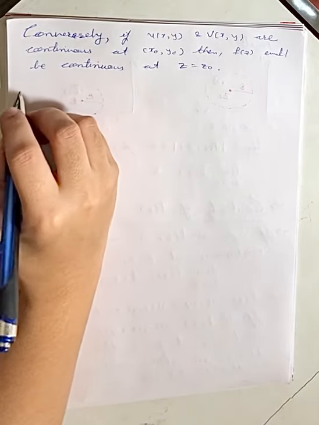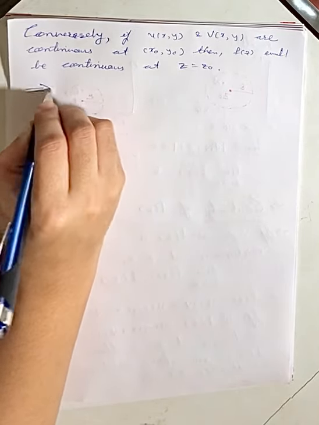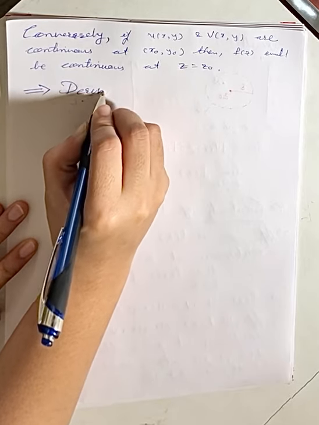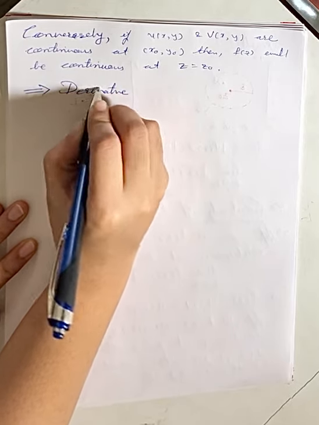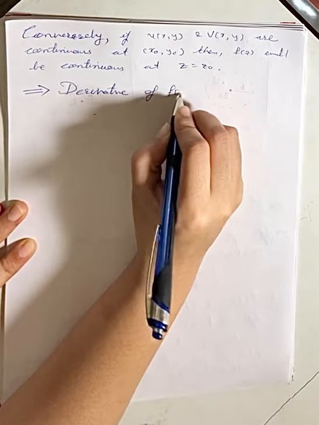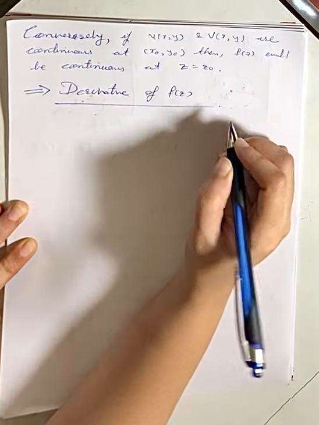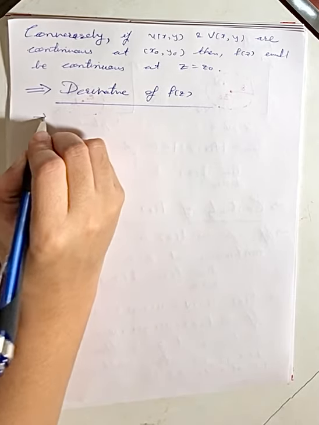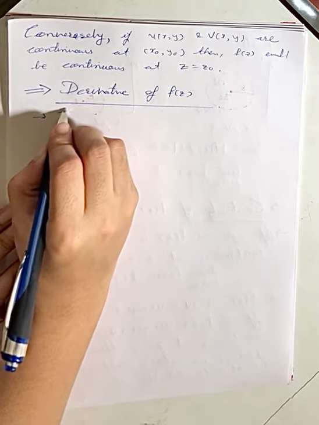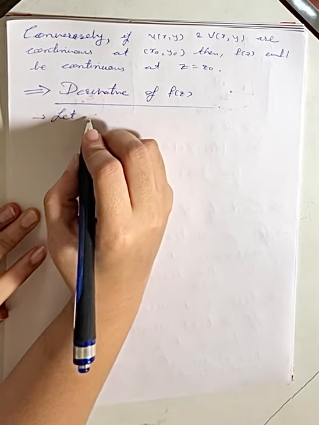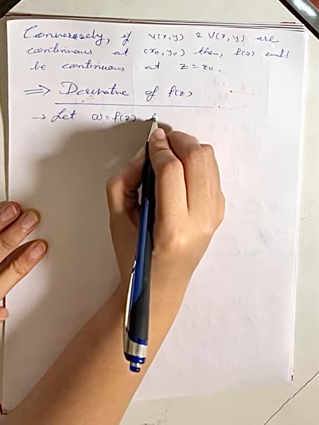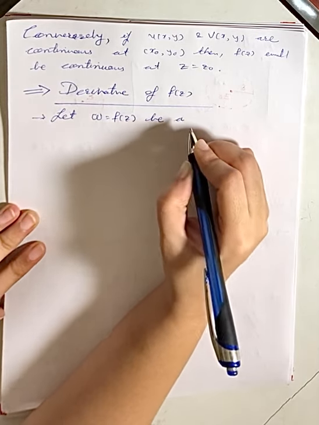So let us first define the derivative of f of z. How do we define the derivative? The first condition we put is, let w equals f of z be a single valued function.